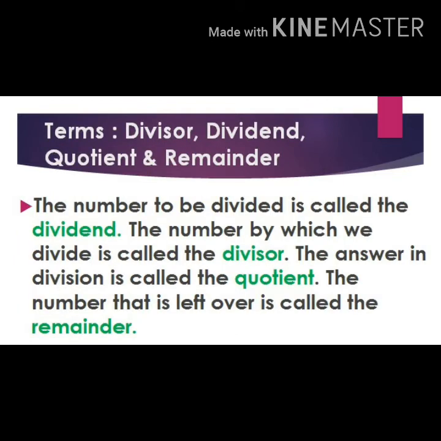While dividing, we use certain terms. These terms are divisor, dividend, quotient and remainder. Now let us understand the meaning of these terms. Dividend: the number to be divided is called the dividend. The number by which we divide is called the divisor. The answer in the division is called the quotient. The number that is left over is called the remainder.